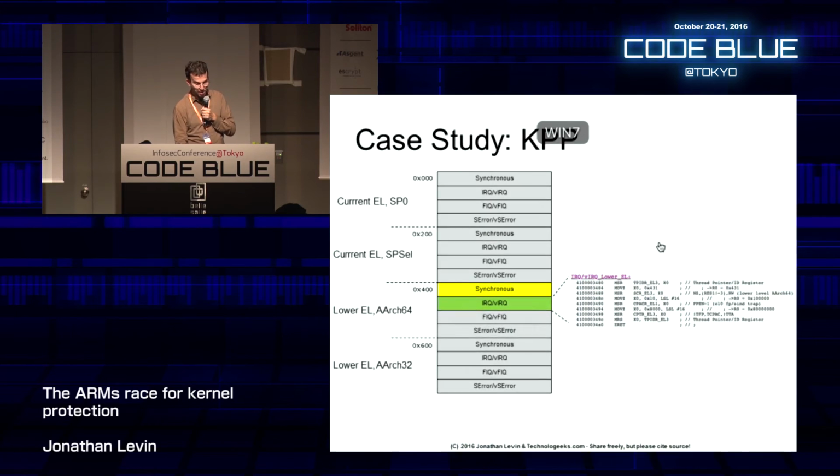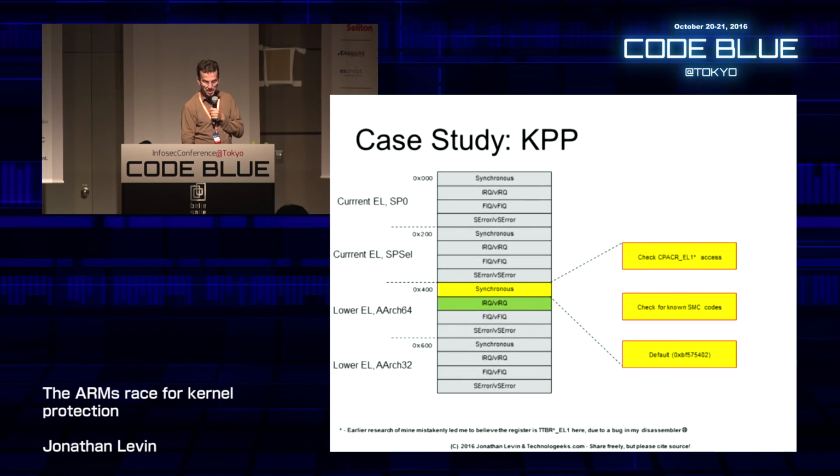Now, going back to here, you'll see that there are basically three cases. The first is the CPACR EL1 access. I should point out that originally, when I was initially starting my research, I was presenting this at MOSEC in Shanghai, and that's where I mistakenly thought it's TTBR EL1. This is because my disassembler had a bug. It happens when you write your own disassembler and you don't use something much easier like Capstone. But anyways, the idea is that CPACR is the main one, and then we check if we got there through that. After that, we check for known SMC codes, which we'll see in a second. And if we got there by some unintended case, we throw an exception. That exception is this particular code, which is BF575402.